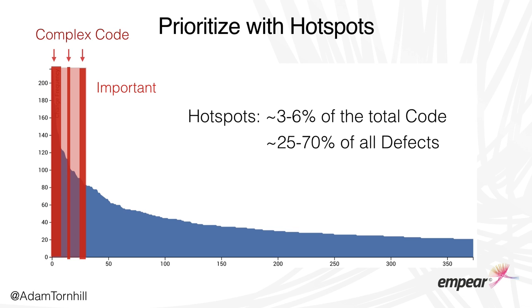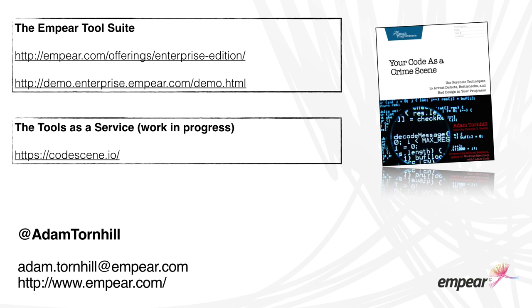So a hotspot analysis is a tool to prioritize. The top hotspots only make up 3 to 6% of the total code, yet, in general, that relatively small part of the code tends to be responsible for the majority of all defects. And this is a huge topic, and this presentation has really just scratched the surface.